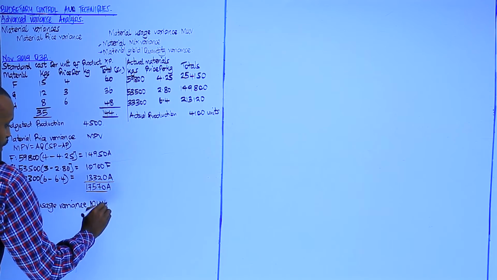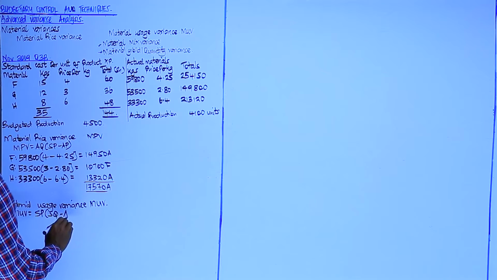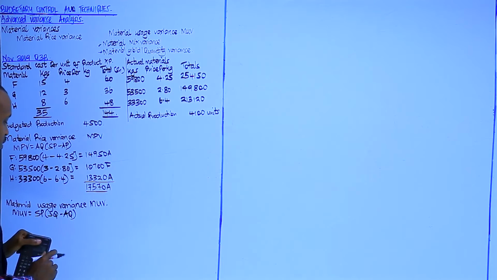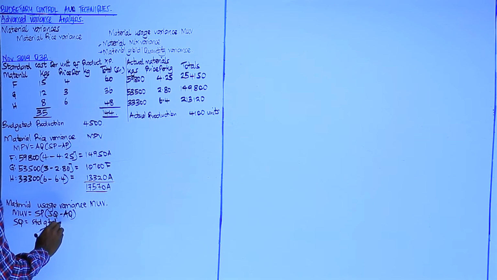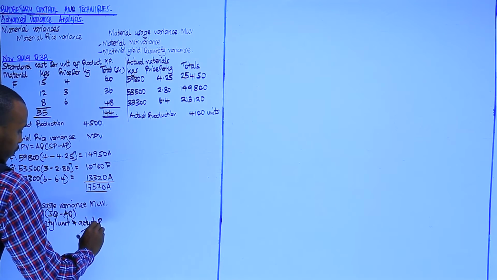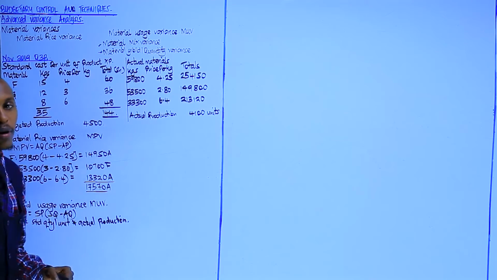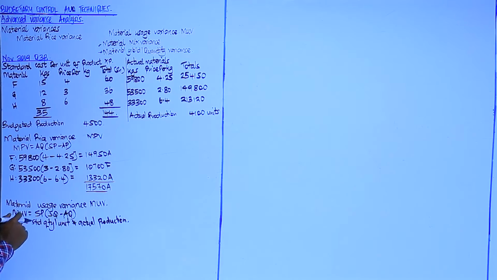MUV, which is a standard price, standard quantity of actual production minus actual quantity used. This is the actual quantity used. Your standard quantity of actual production is your standard quantity per unit, you multiply by actual production.